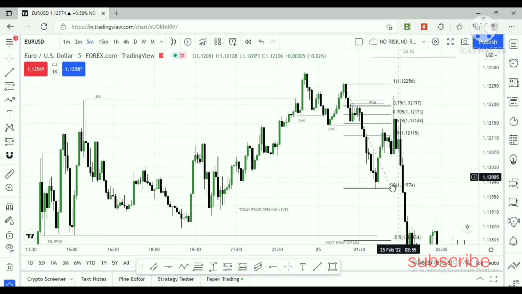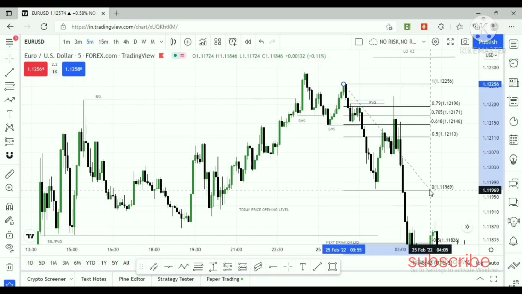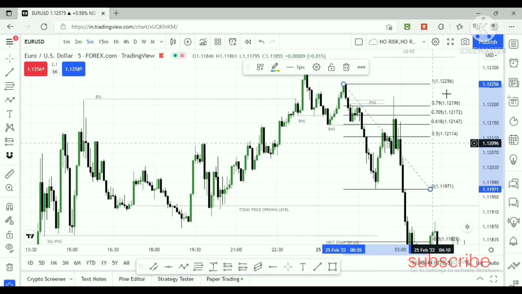above 0.5 level, that is 50% level, that is the premium level. Below 50% level is the discount level. Make sure your fair value gap is in premium level. See guys, our fair value gap is in premium level.